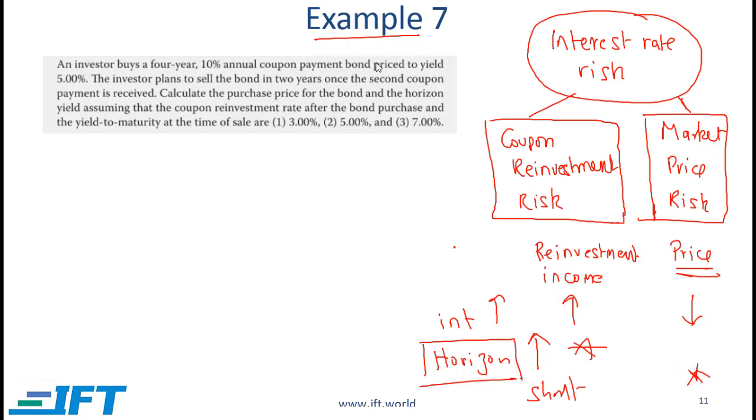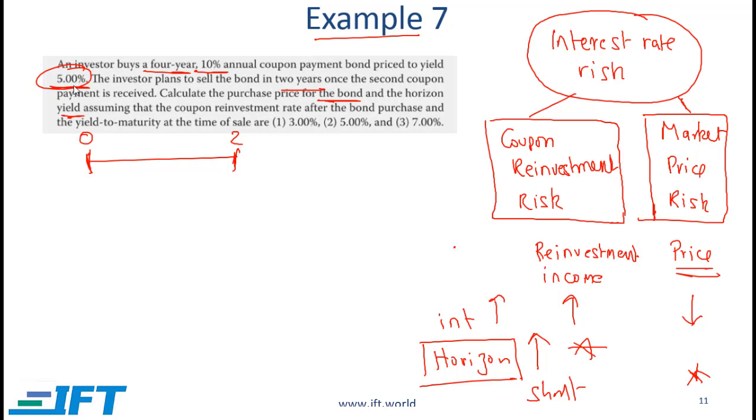Now I want you to do example 7. An investor buys a 4-year 10% annual coupon bond, and the YTM initially is 5%. The investor plans to sell the bond in 2 years, so at the end of 2 years. Calculate the purchase price for the bond and the horizon yield. So horizon yield is the yield over this 2-year period.